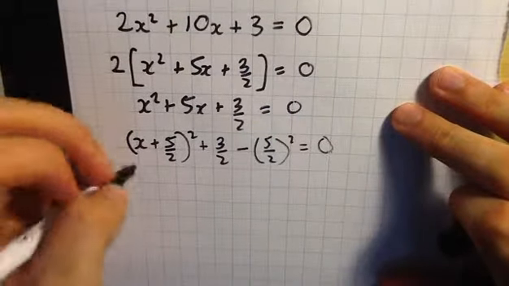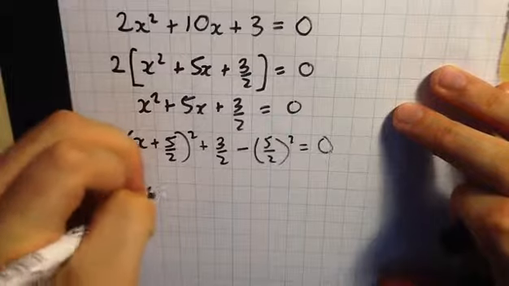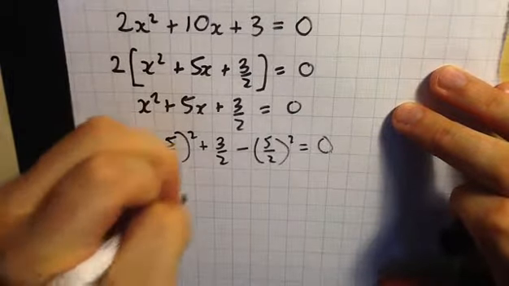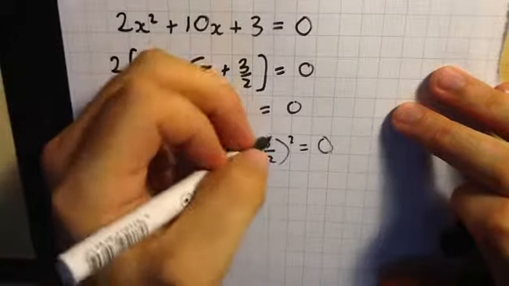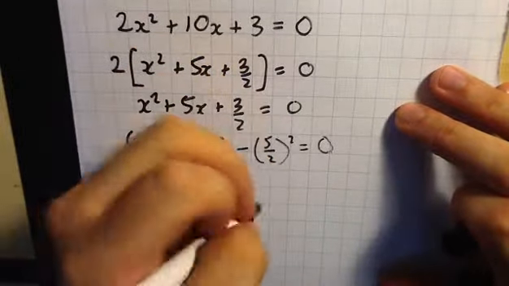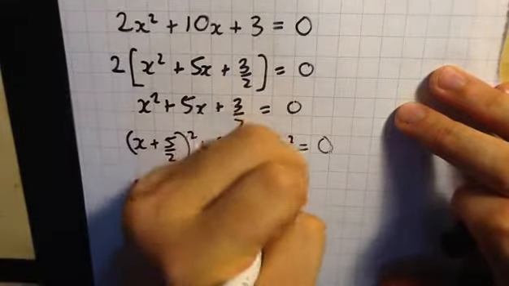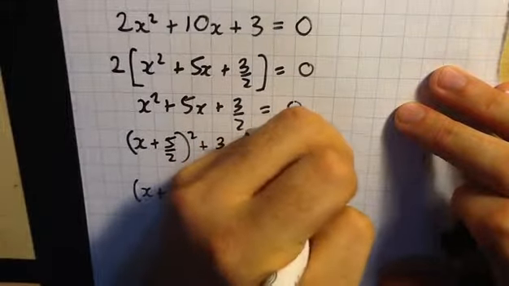So, that's going to give me x plus 5 on 2 all squared, plus 3 on 2. Now, how do I square 5 on 2? I square the top and square the bottom. So, let's subtract 25 on 4 is equal to 0.